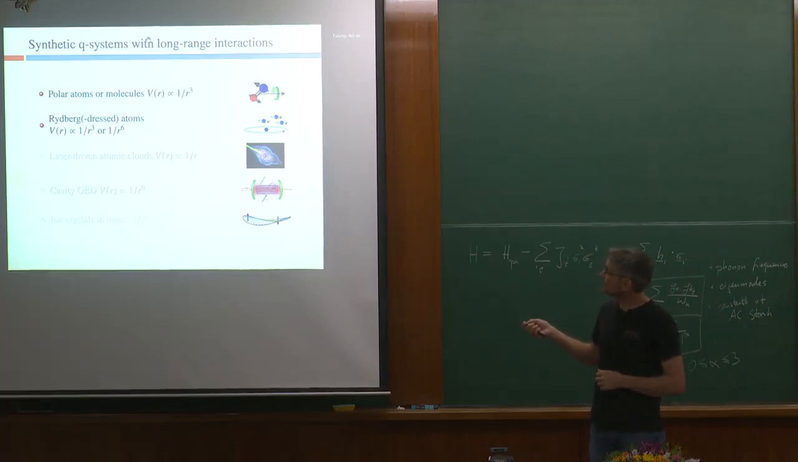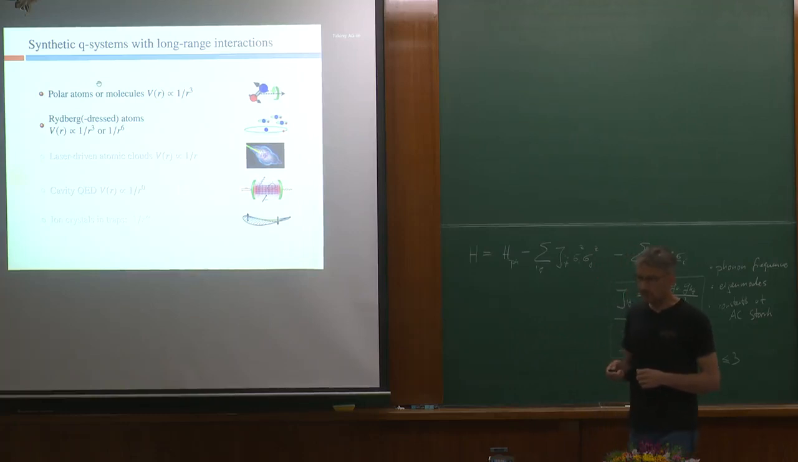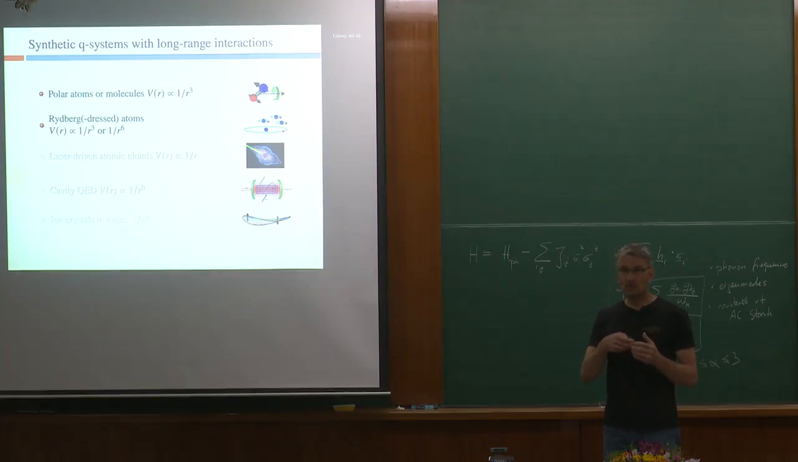The first two that I have on here are polar atoms or molecules and Rydberg dressed atoms. This is, in this case, neutral atoms that get somehow trapped, usually with laser fields. Certain types of atoms, for example, have a large dipole moment, and when you trap these atoms, you may try to use this large dipole moment as interactions that extend far enough so that you have atom-atom interactions.